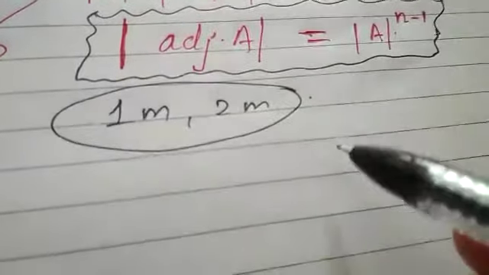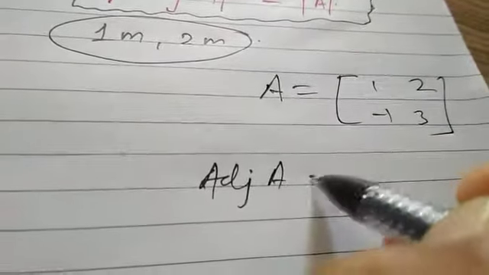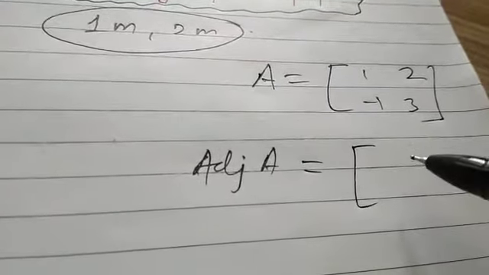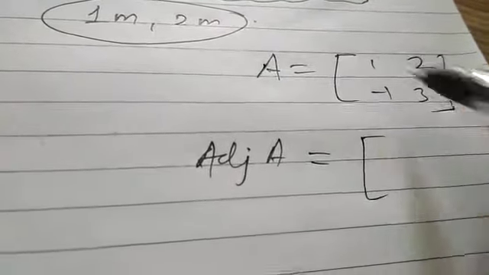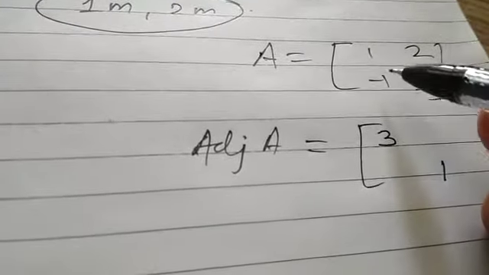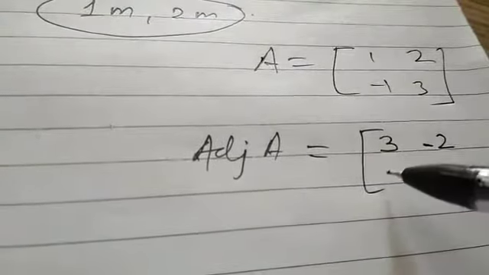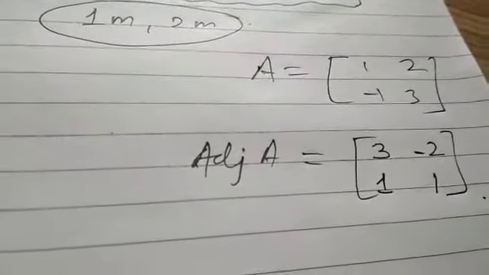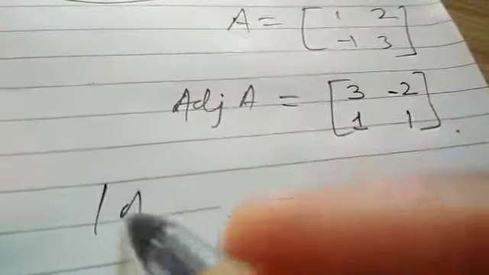If they are giving the matrix A like this, 1, 2, minus 1, 3, then you can easily find what the adjoint of A is. Adjoint of A is nothing but, you have to interchange these two numbers and change the signs of these two numbers. So earlier it was 2, it will become minus 2; minus 1 will become 1. This is the adjoint of A.